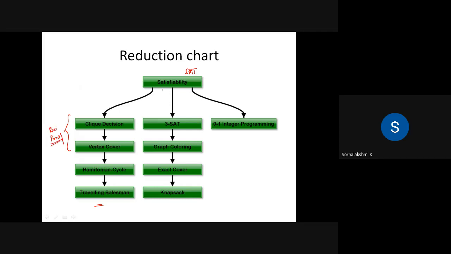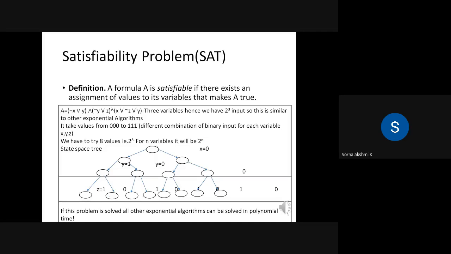Proof by reduction. We'll try to prove: given a satisfiability problem, how am I able to reduce it to clique decision, then to a vertex cover, then to a Hamiltonian cycle, then to a traveling salesman problem? If I'm able to do this, since this is the very first known NP-complete problem, then I'll be able to prove that this is also of the same class. Okay, so that is what we'll do in reduction.